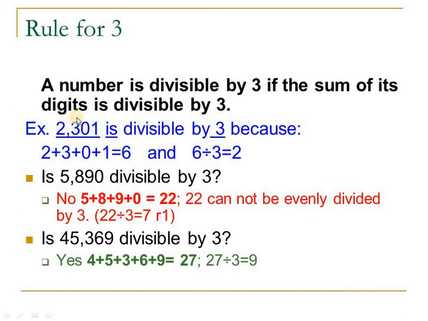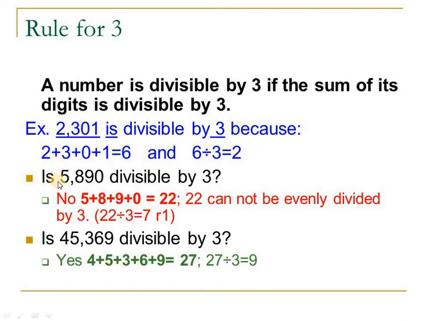Example: 2301 is divisible by 3 because the rule is that if we add all these numbers, 2 plus 3 will give you 5, 5 plus 0 is 5, plus 1 is equal to 6. So the total is 6. Now we will check whether this 6 is divisible by 3 or not. Yes, it is divisible by 3. So we have got 2 after dividing it. That is why 2301 is divisible by 3.